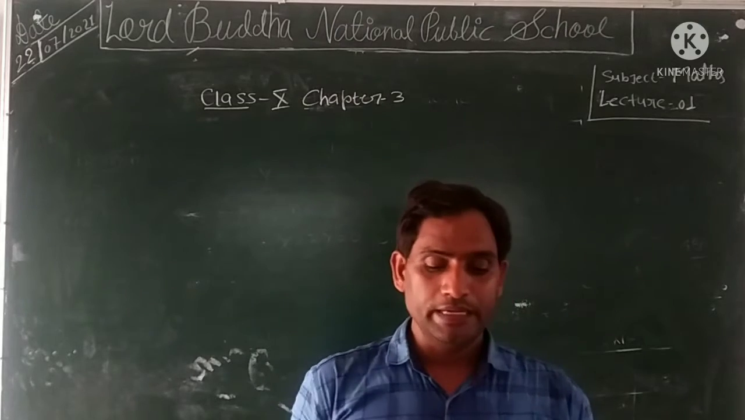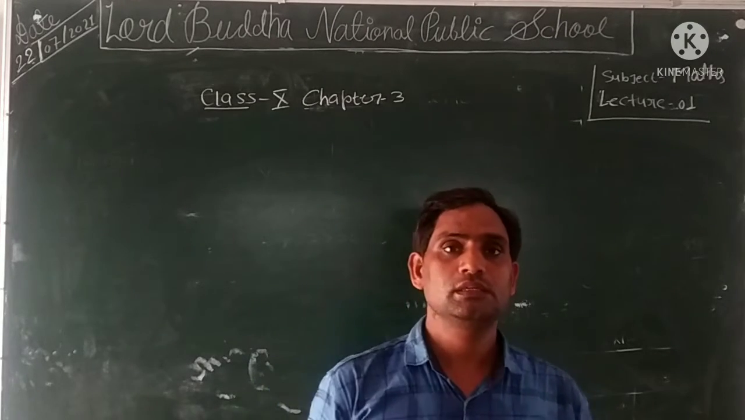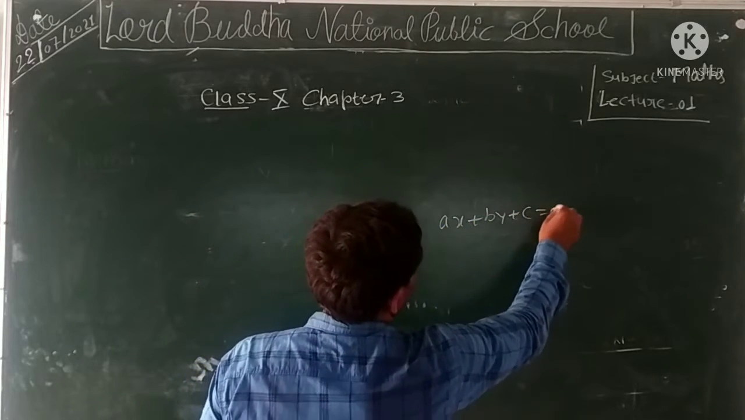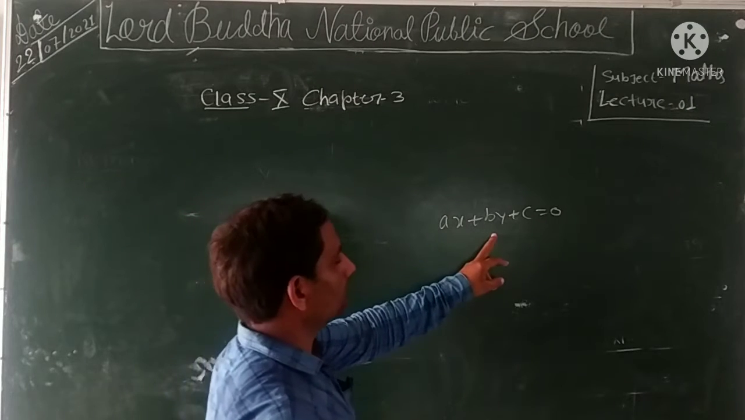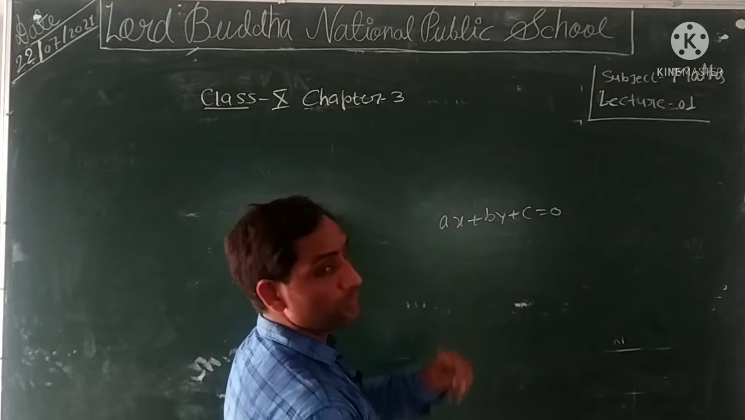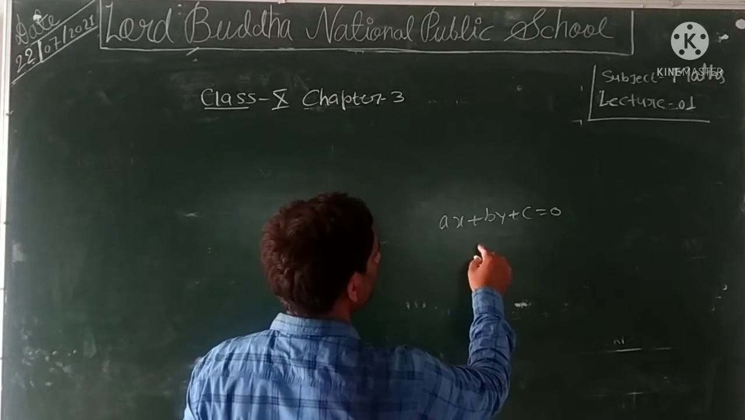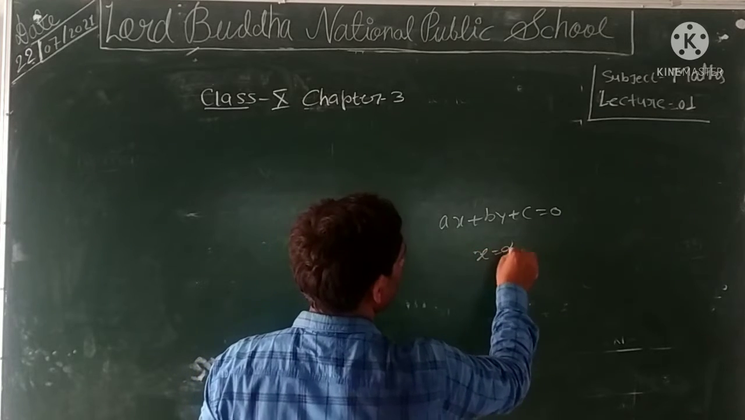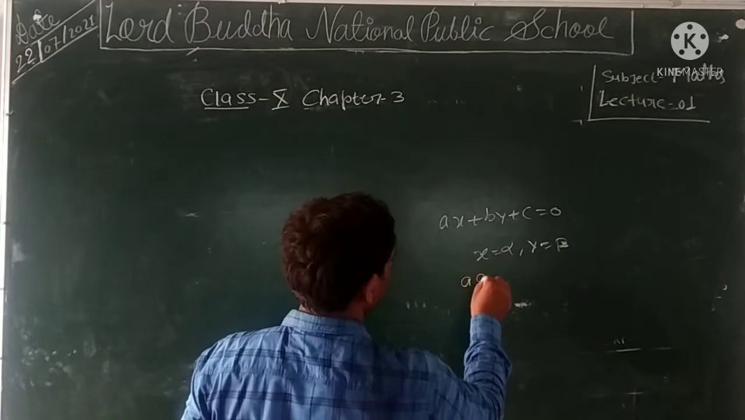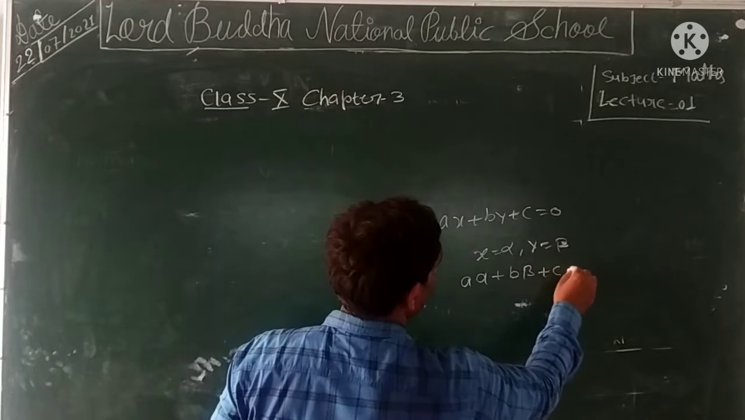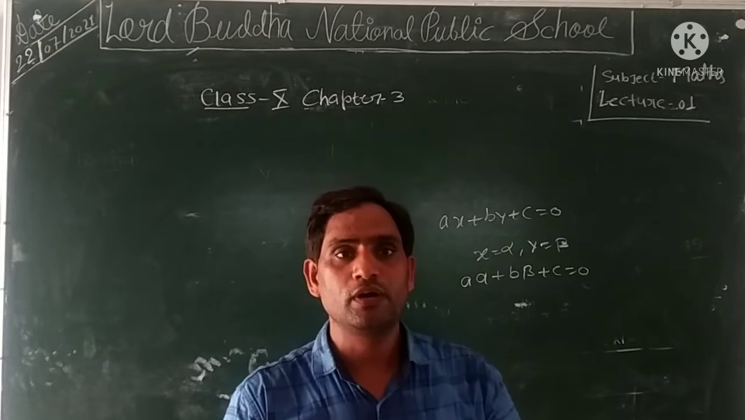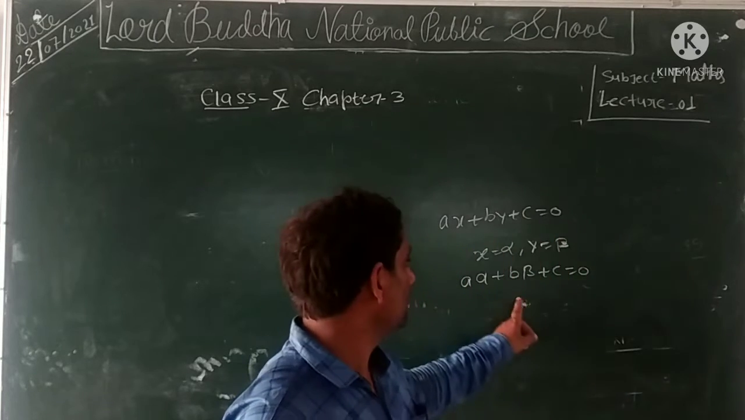As we see, a linear equation is of the form ax plus by plus c equal to 0, where a, b, c are real numbers, and x and y are variables. If we take values x equal to alpha and y equal to beta which satisfy this equation as a alpha plus b beta plus c equal to 0, then alpha and beta are called the solution of this equation.